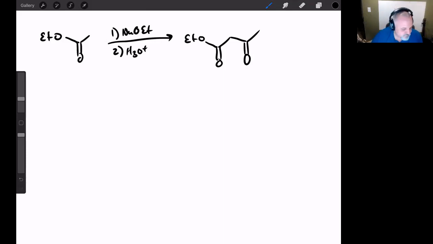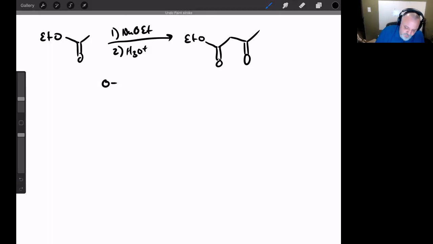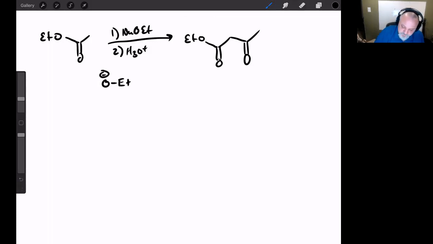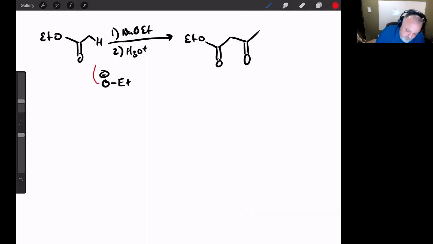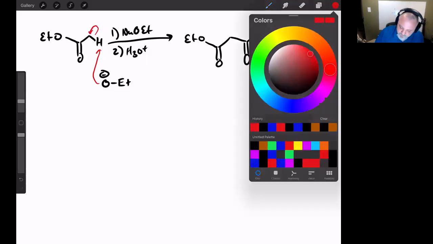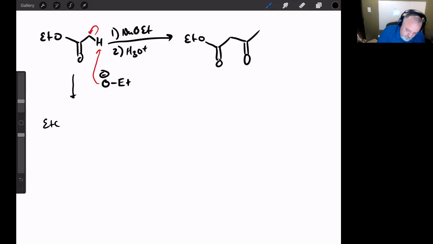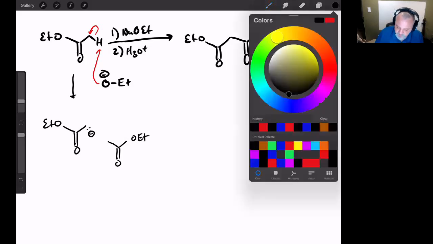And so it's important to take a look at what happens here. So let's take a look at the mechanism. So what if my OR in this case is OEt, and there's going to be an alpha proton there, and that alpha proton is going to form the enolate. Okay. All right. Now, that enolate can come around and react with the carbonyl group of another one of these molecules.